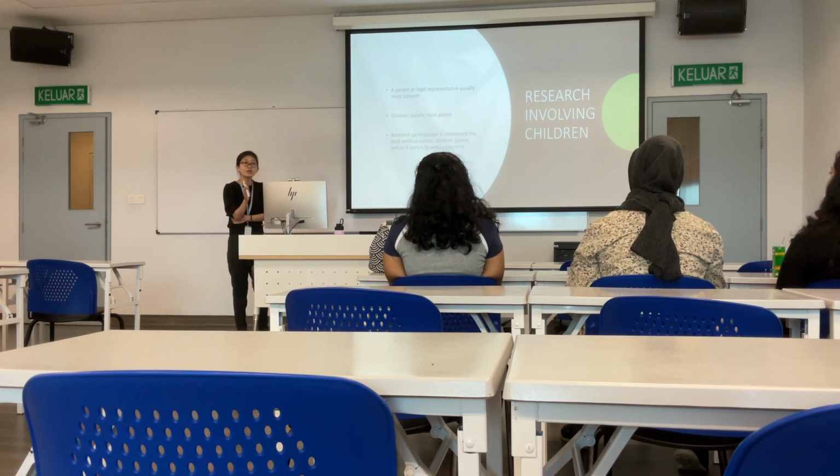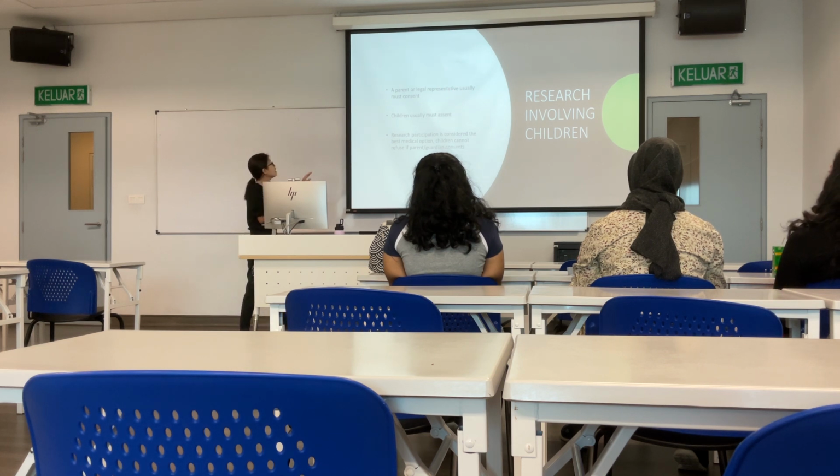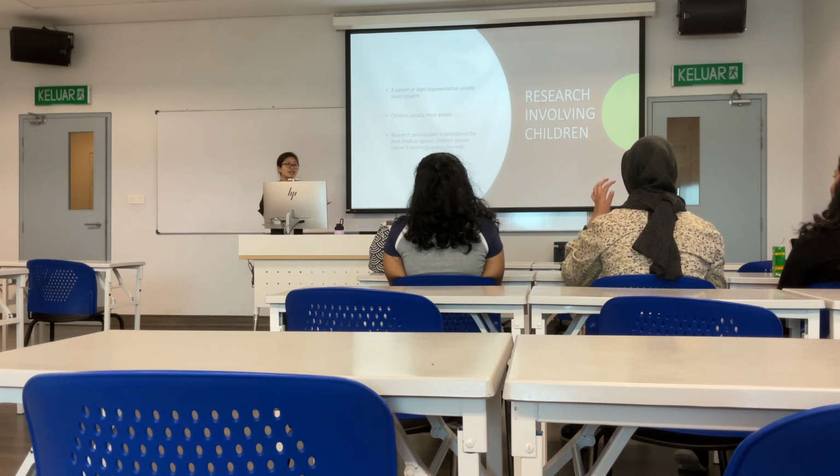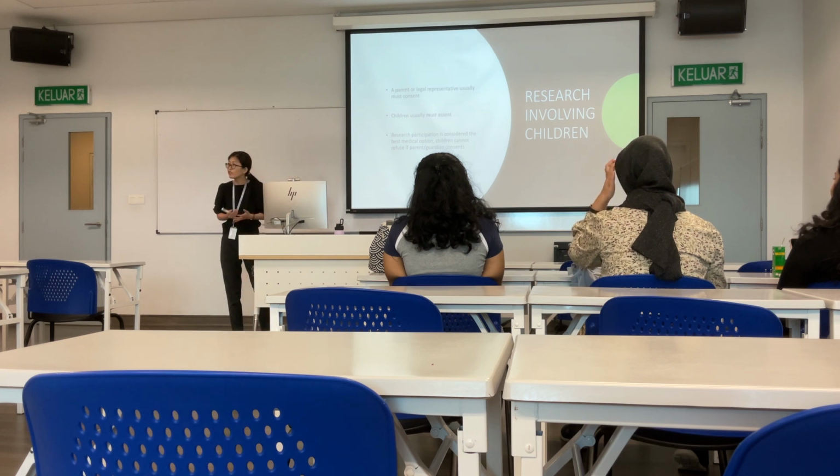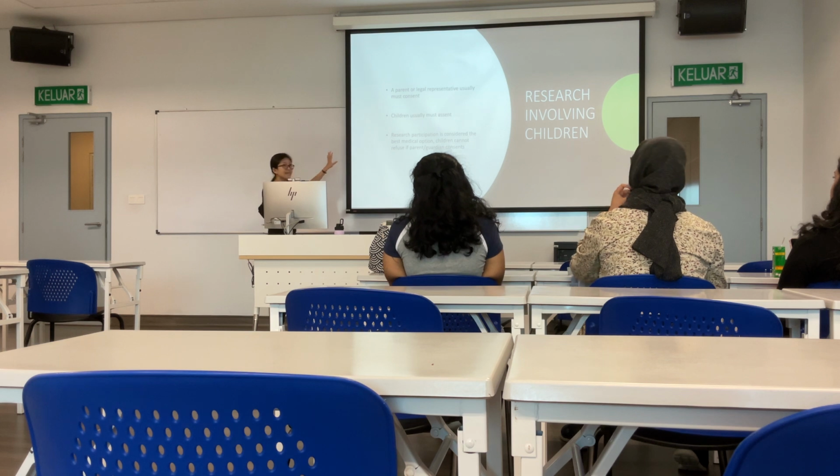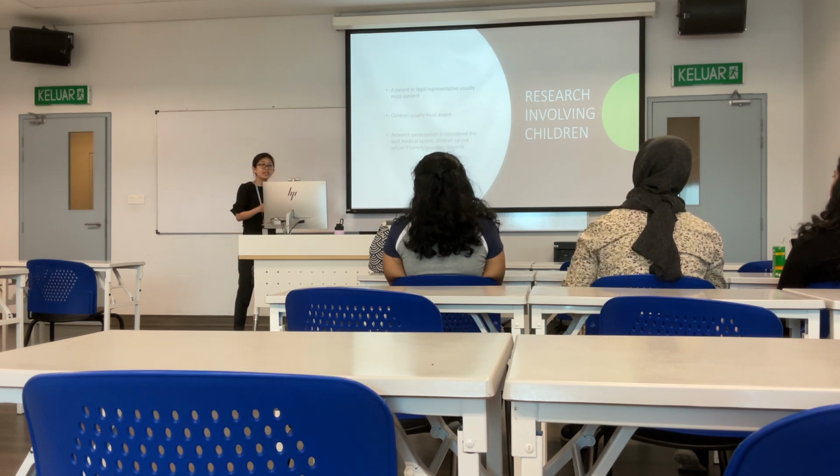We do not need to get both parents for consent. We just need a parent or a legal representative, who usually must give the consent. So not only the parent, we also need the children. Children, of course, are not legally able to give consent, right? But we need to be concerned with their assent, whether they are willing.